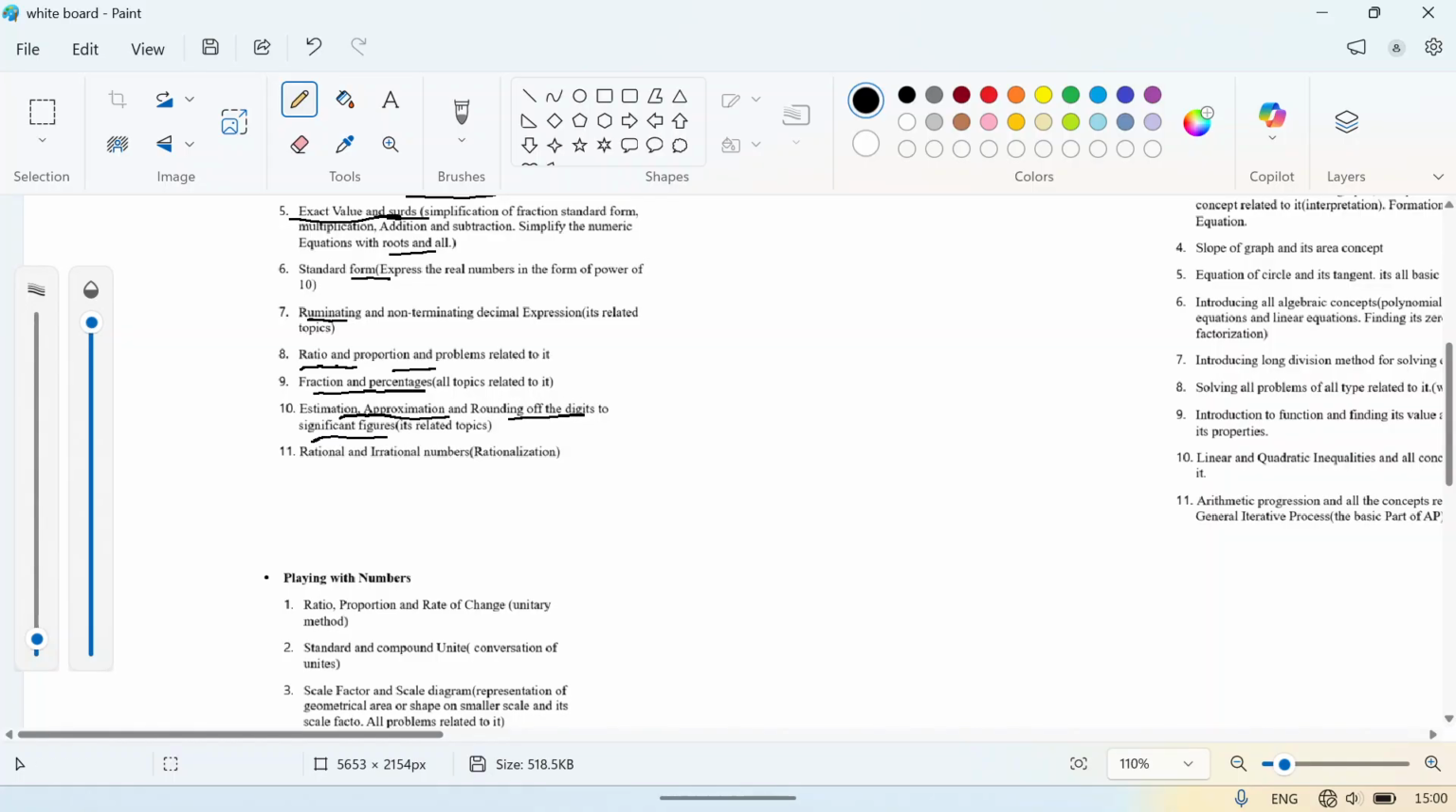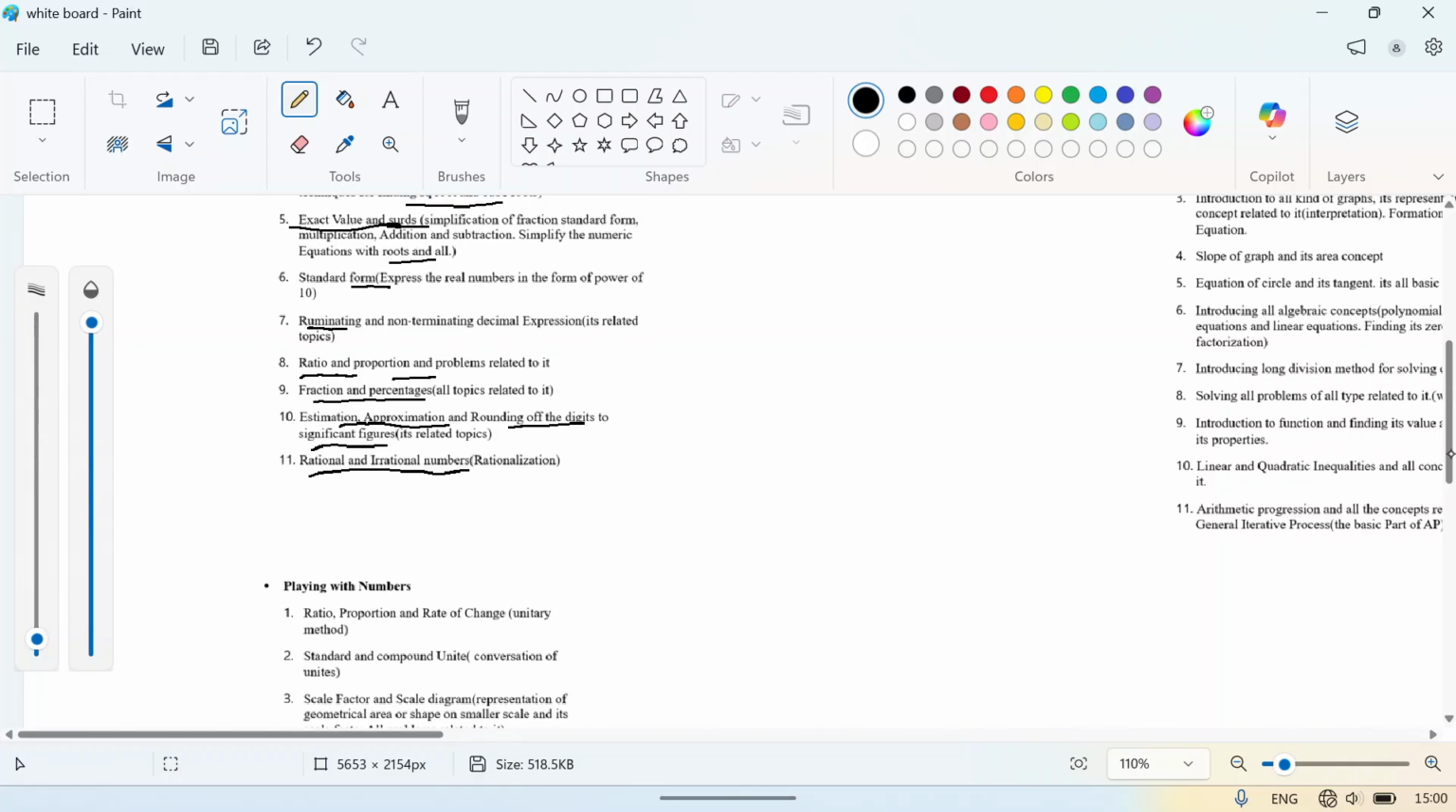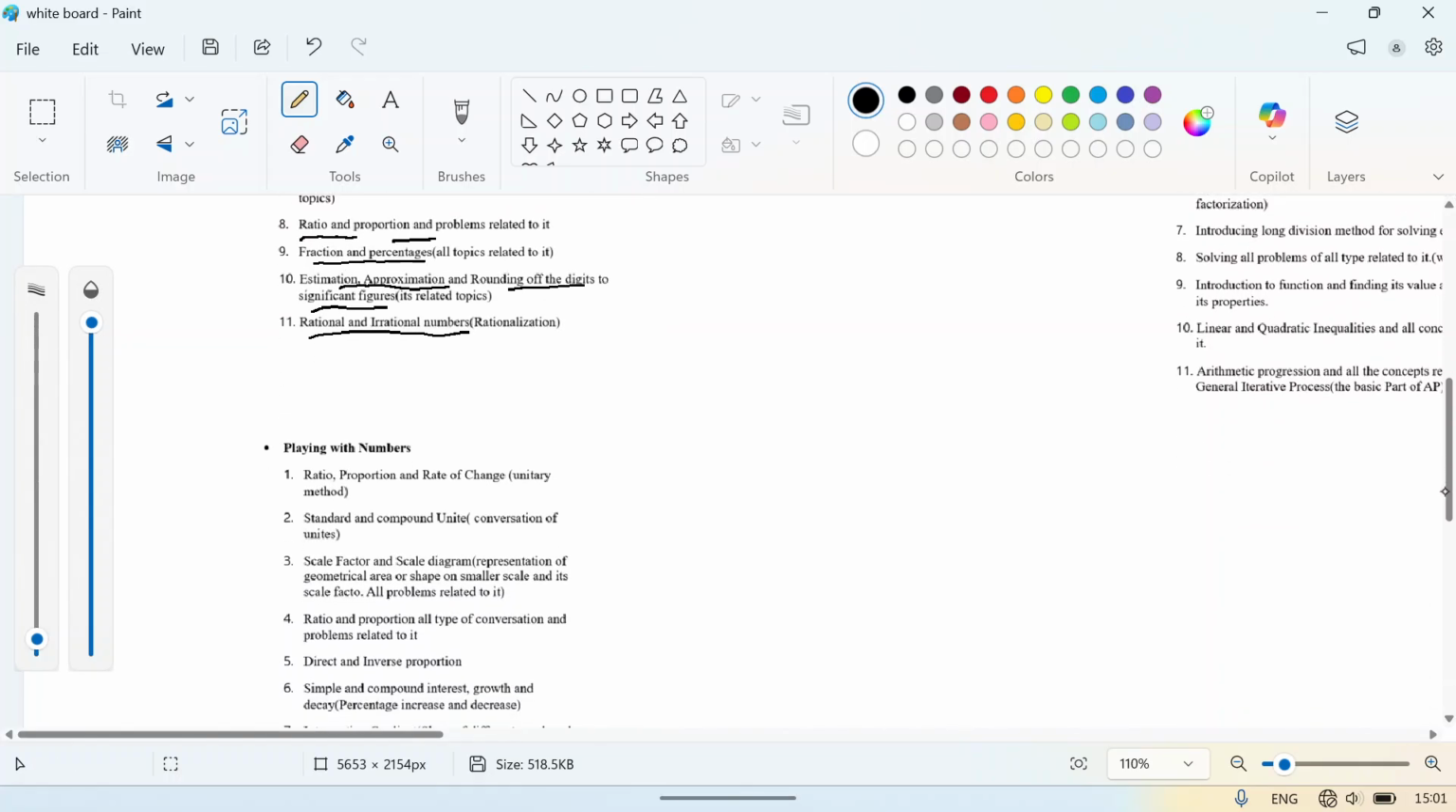In the 11th, rational and irrational numbers. What are rational and irrational numbers? How to rationalize the denominator? All kinds of concepts related to rational and irrational numbers we are going to learn in topic number 11.